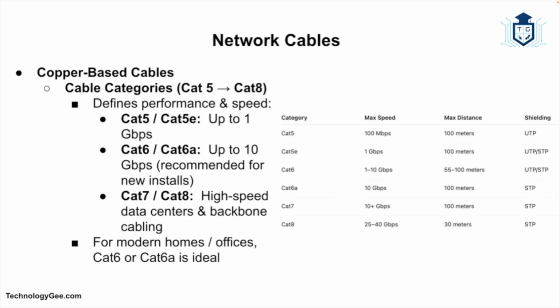All right, next let's talk about various categories of Ethernet cables. Ethernet cables are classified by category numbers. As you can see on your screen, you have Cat 5, Cat 5e, Cat 6, Cat 6a, Cat 7, and Cat 8. If you're building a home or office network, you want to roll with Cat 6 or Cat 6a, because that is your sweet spot.